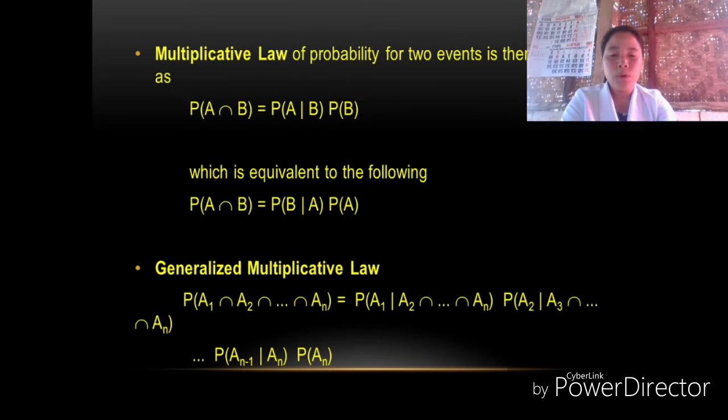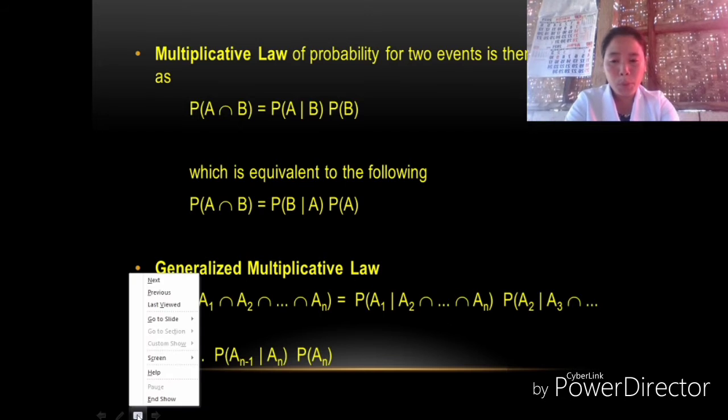Multiplicative law of probability for two events is then defined as P of E intersection of B equals P of B over A P of A, which is equivalent to the following: P of E intersection of B equals P of B over A P of A. Generalized multiplicative law. So, mao ni ang mga formula sa generalized multiplicative law.